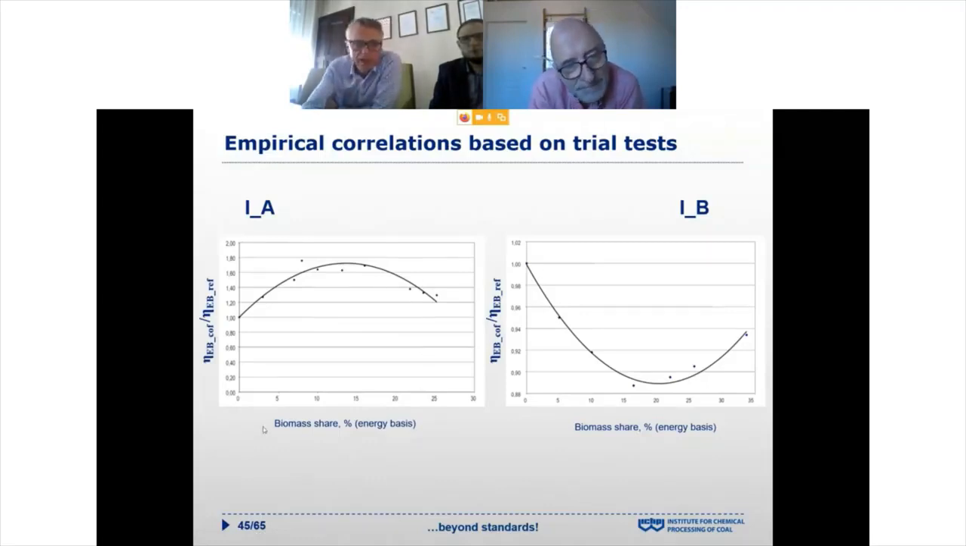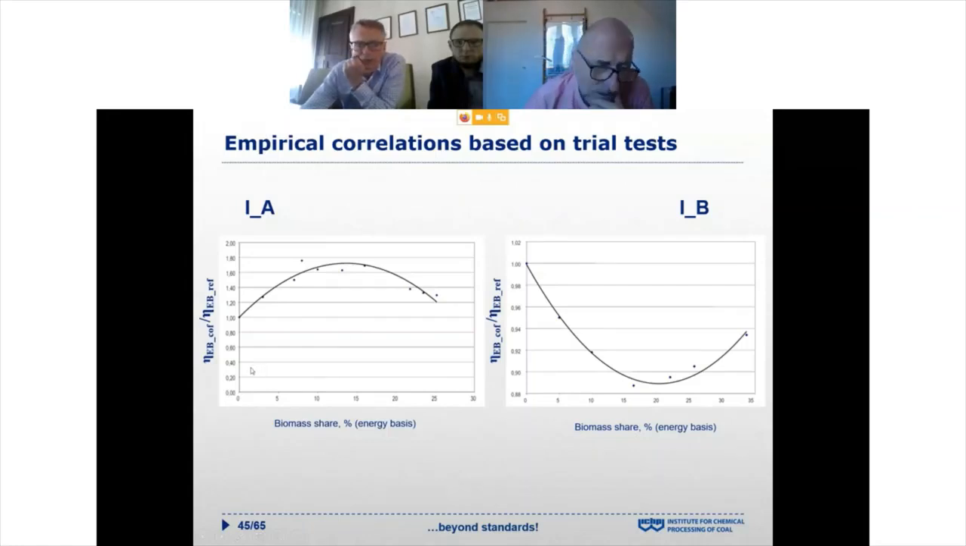So we have the biomass share in the fuel blend, and here this is the energy efficiency of the boiler while co-firing, divided by the efficiency of the boiler when combusting only coal. So these coefficients are divided one by one in these two graphs. On the vertical line, we have the same configurations. And look what's going on here when we take the hard coal.